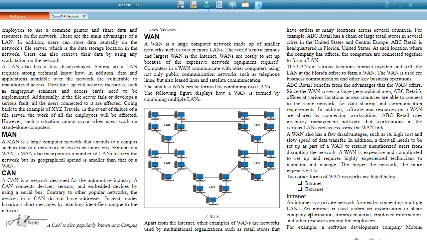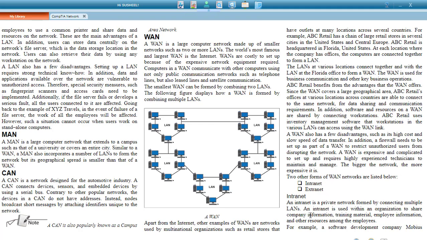ABC Retail benefits from the advantages that the WAN offers. Since the WAN covers a large geographical area, ABC Retail's offices at various locations across countries are able to connect to the same network, for data sharing and communication requirements. In addition, software and resources on a WAN are shared by connecting workstations.